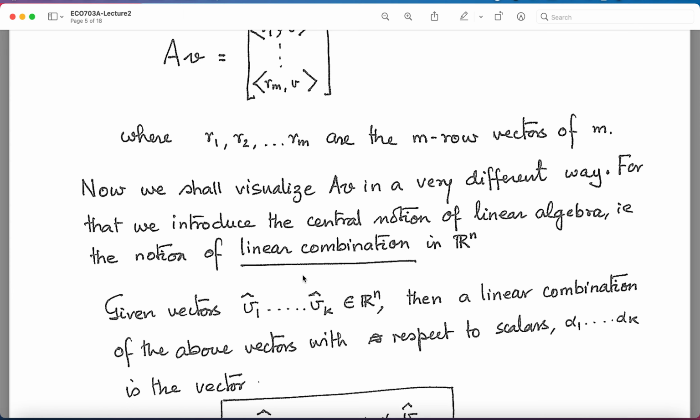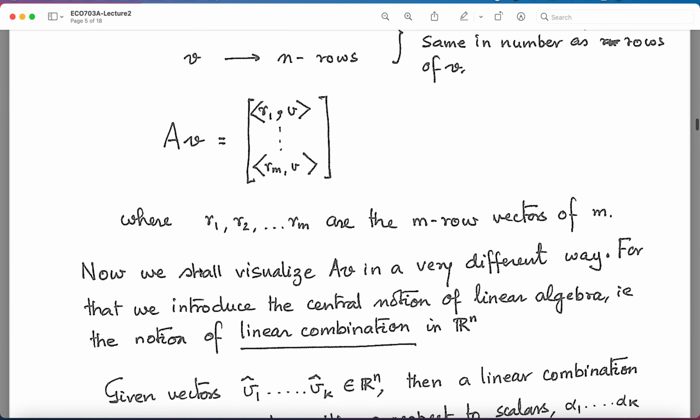There is a very different way to visualize AV, and it will be shown that this AV is nothing but a linear combination of the columns of the matrix A with respect to the components of the vector V, and this is very fundamental. This way of looking at AV, which we will now discuss through linear combination, tells you how actually this matrix A operates on the vector V. This actually shows the operational part.